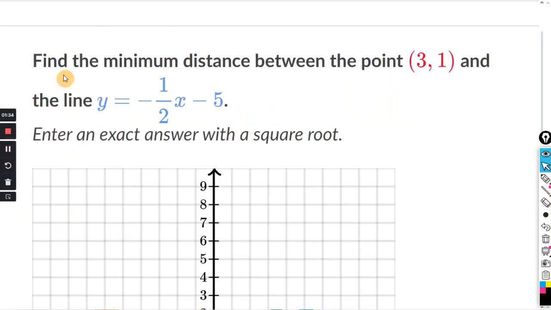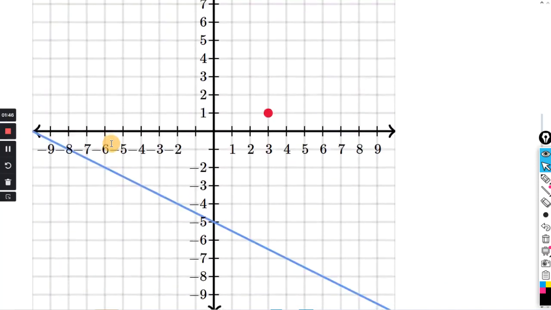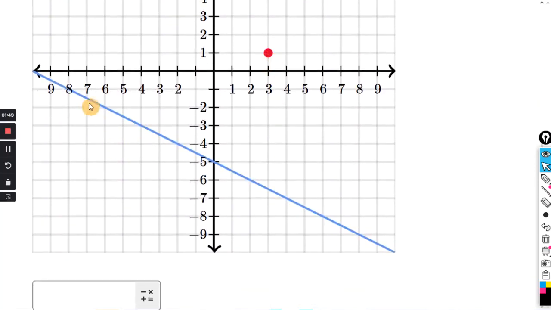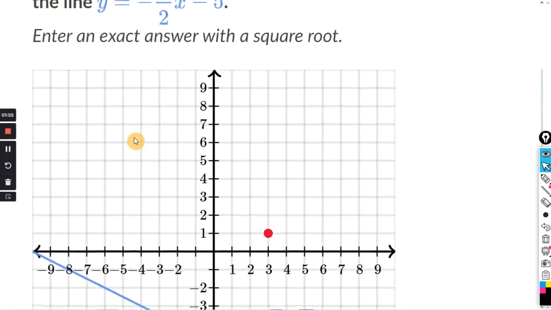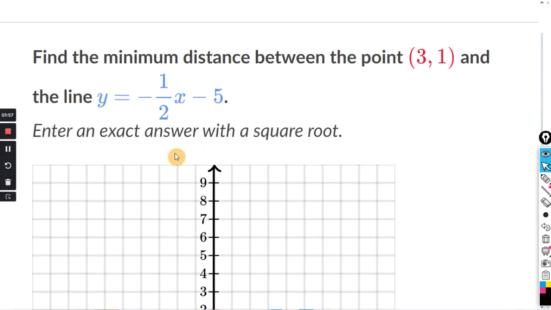All right, first problem, find the minimum distance between the point 3, 1 and the line y equals negative 1/2 x minus 5. Enter an exact answer with a square root. Okay, make sure you do that at the end. Now, here's the point, here's the line. We can go on the graph and find the slope of this line. However, in this case, it's convenient because they gave us the equation.